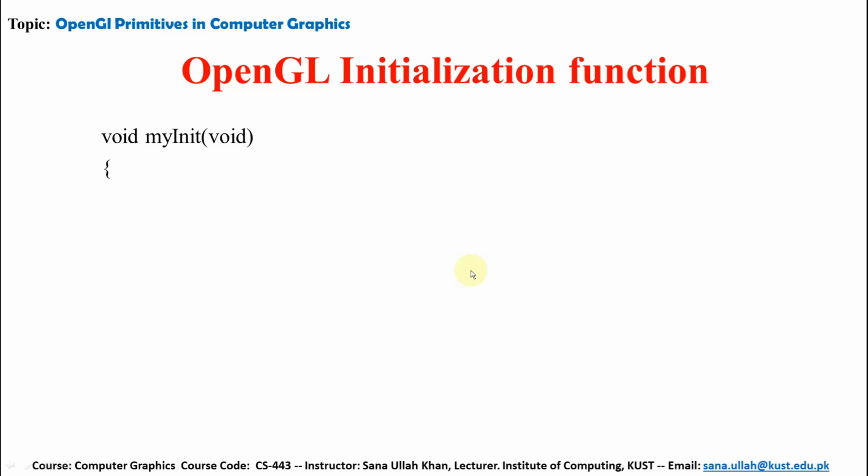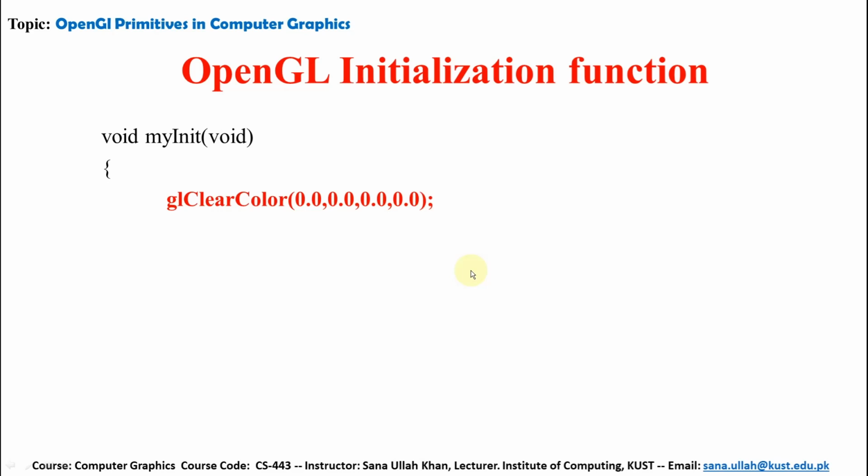So OpenGL initialization, which I have already discussed in the previous lecture, is how the OpenGL initialization function works. It is an optional function. If you do not want to use this function, then all the statements or functions written inside this function will be written in the main function. First of all, glClearColor, which sets the color of the display window.